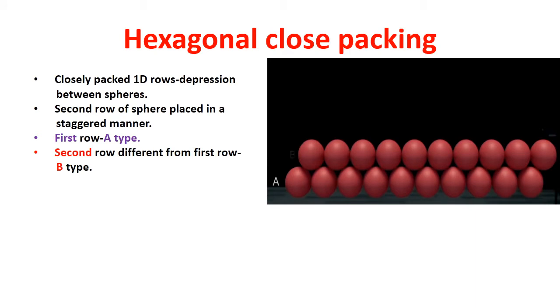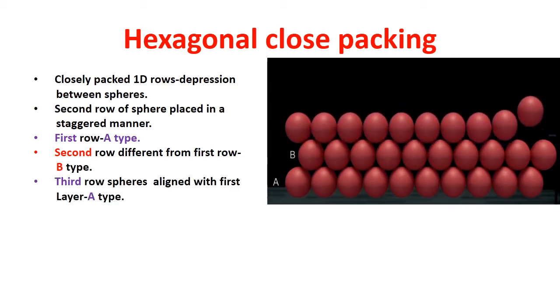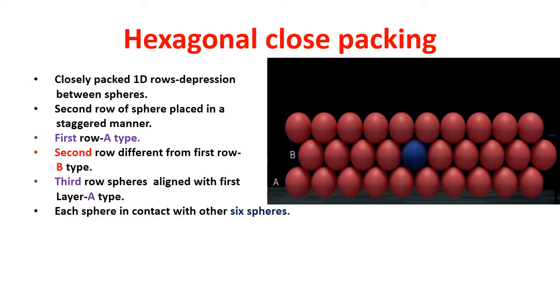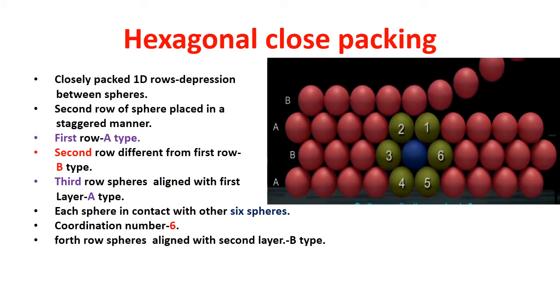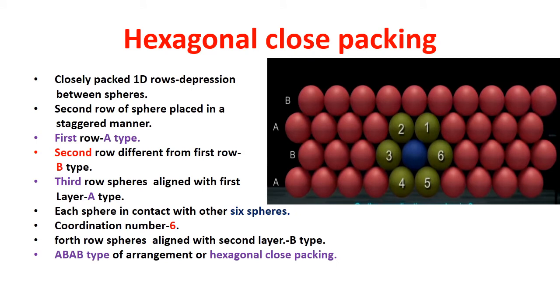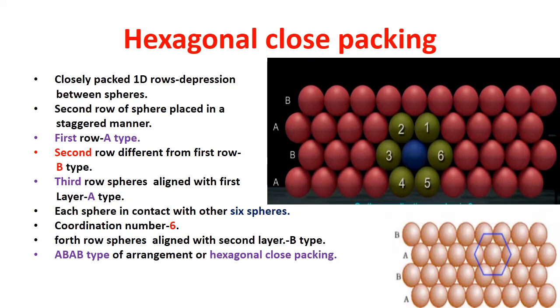Now, if we place a third row above the second row in a staggered manner, we will observe that the third row spheres are aligned with those of the first layer and hence the third row is called A type. And each sphere is in contact with 6 other spheres and therefore the coordination number in hexagonal close packing is 6. Similarly, on placing the fourth row, we will observe that the fourth row of spheres are aligned with those spheres of the second layer. And hence, this type of arrangement is known as ABAB type of arrangement and also it is called hexagonal close packing.